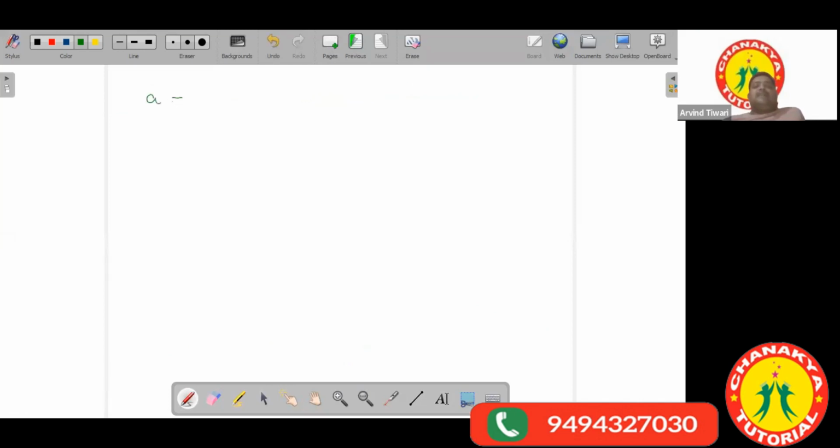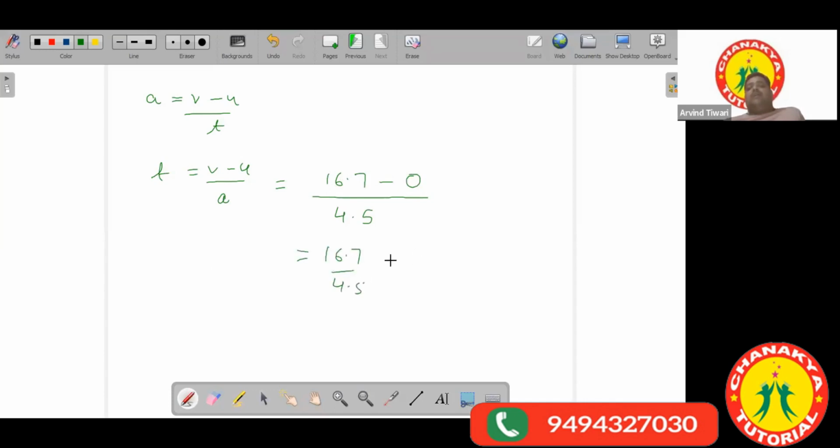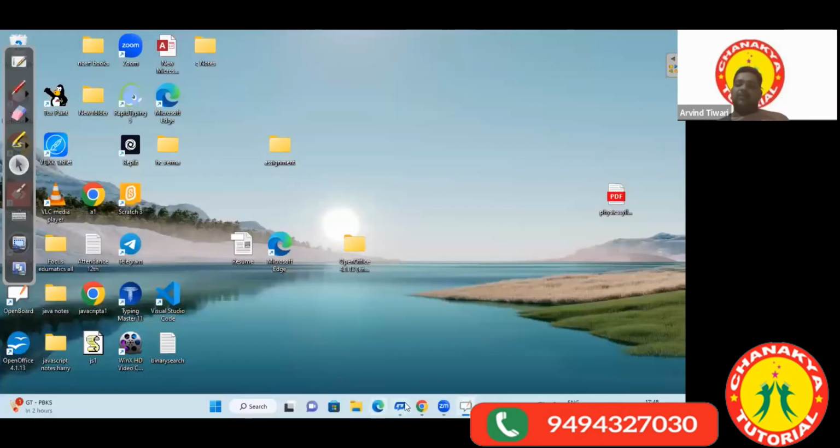You get acceleration as v minus u over t. Then we get t as v minus u over a. Your v, or final velocity, is 0 and the initial velocity is 50 by 3 or 16.7. Acceleration we are getting as 4.5. So you get 16.7 divided by 4.5. Remove the decimal. This is 167 over 45. So it is approximately 3 seconds. 3 point some seconds.